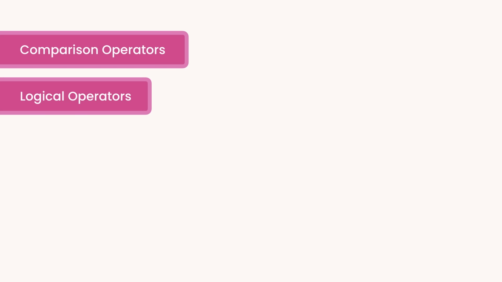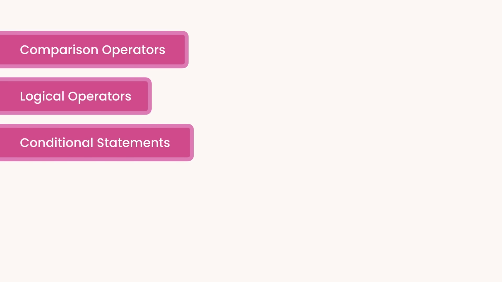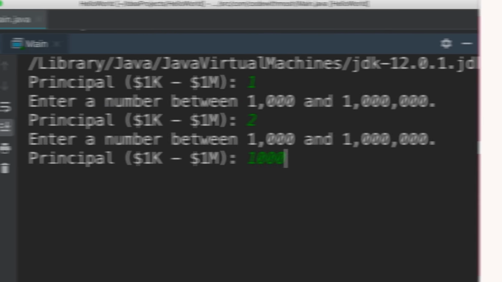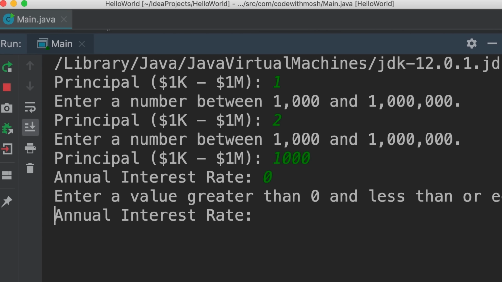And then we're going to talk about 3 different types of control flow statements. We're going to talk about conditional statements for making decisions in our programs. Then we're going to talk about loops for executing code repeatedly. And finally, we're going to revisit our mortgage calculator and add error handling to it. So if the user enters an invalid value, we keep asking them to try again. All right, now let's jump in and get started.